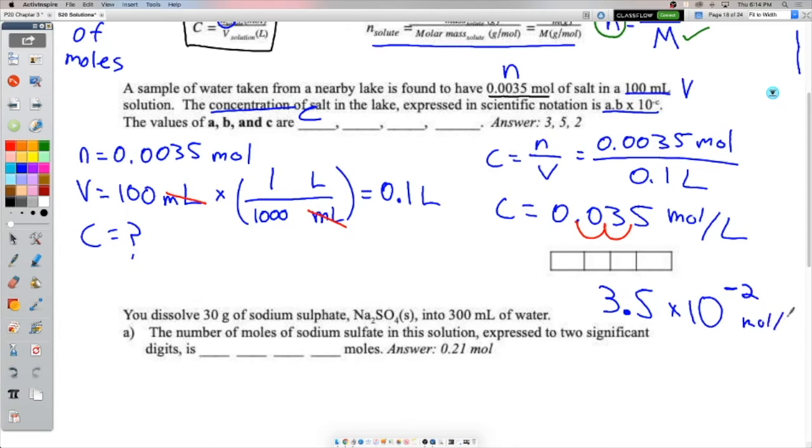Okay, moles per liter. So when we write it like that, what are A, B, and C? Well, A point B times 10 to the negative C. So they put the negative in there for us, so you don't need to do it, right? They said times 10 to the negative C. On a Scantron, as you probably know, there is no negative, so we're good. We would just say that the answer is A, B, C, 3, 5, 2. Okay, or in the box, 3, 5, 2.